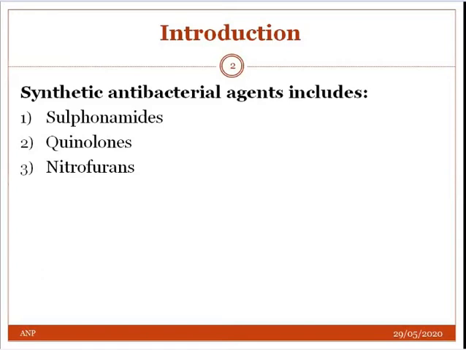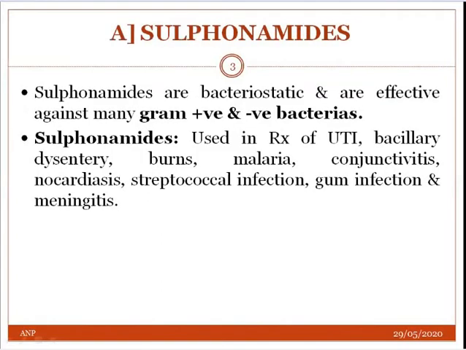Sulfonamides, say for example, sulfacetamide, sulfaguanidine, sulfamethoxazole, etc. These are the drugs belonging to sulfonamides. Quinolones, say for example, ciprofloxacin, norfloxacin, gatifloxacin, moxifloxacin. These are the drugs which belong to the quinolone class. And nitrofurantoin is an example of a drug which belongs to the nitrofuran class, right?